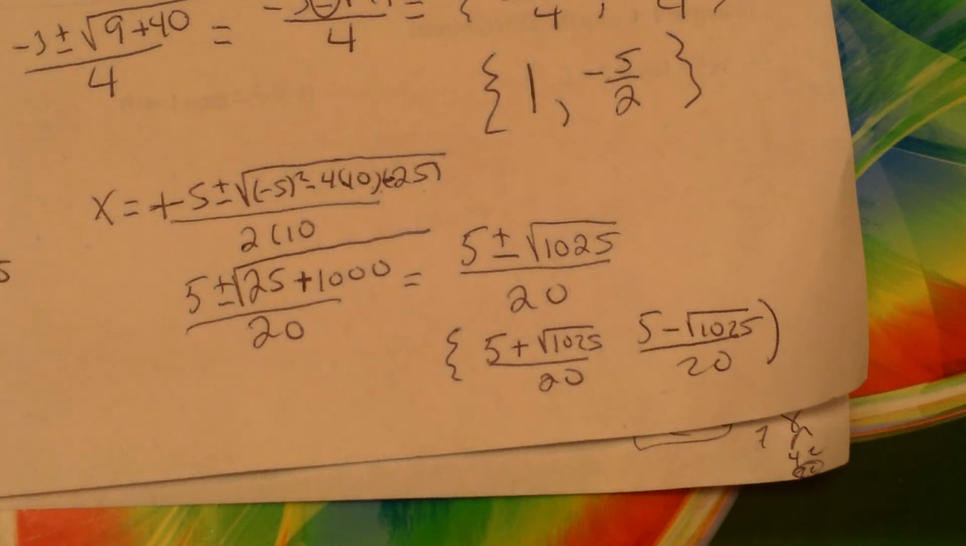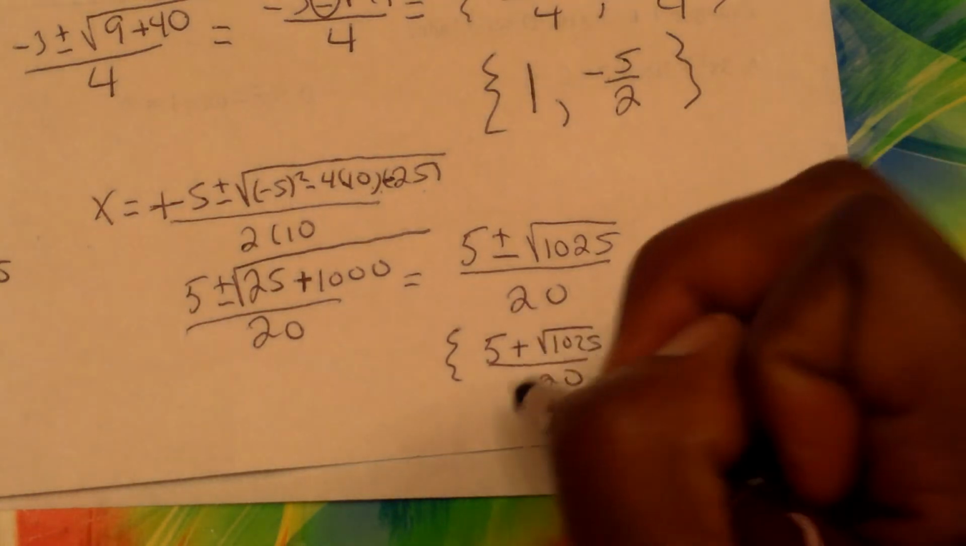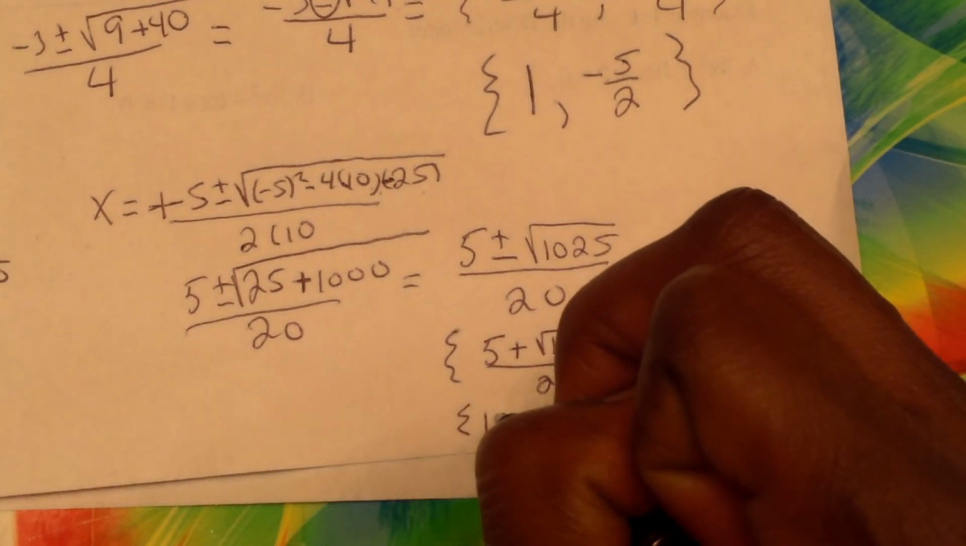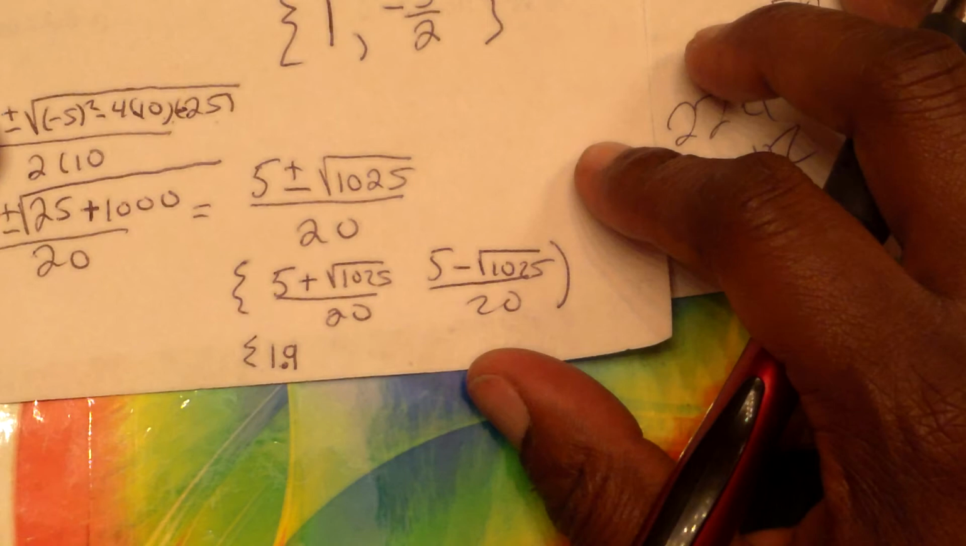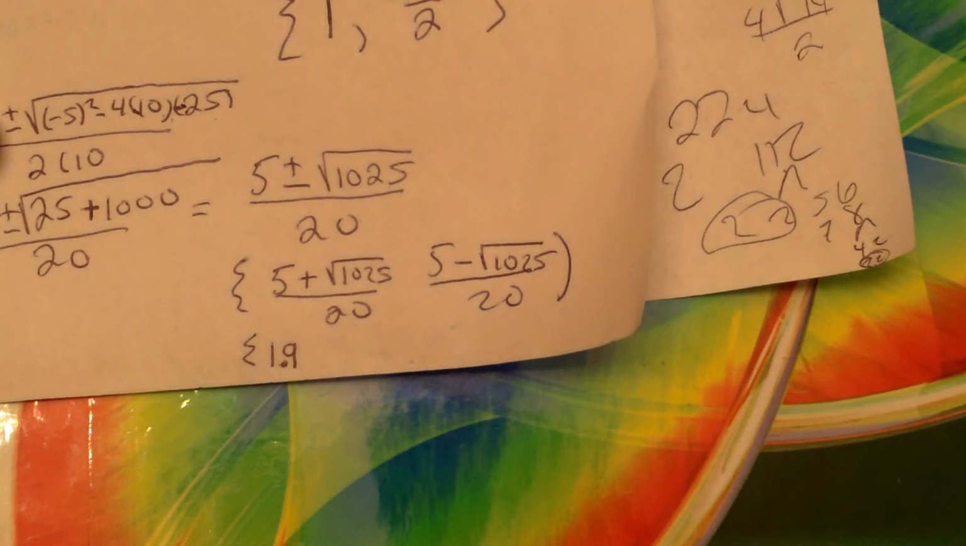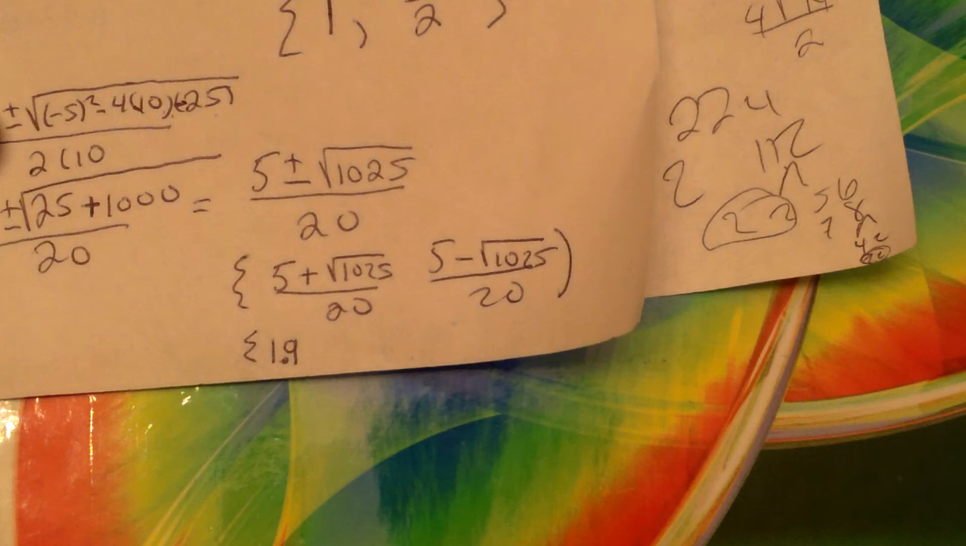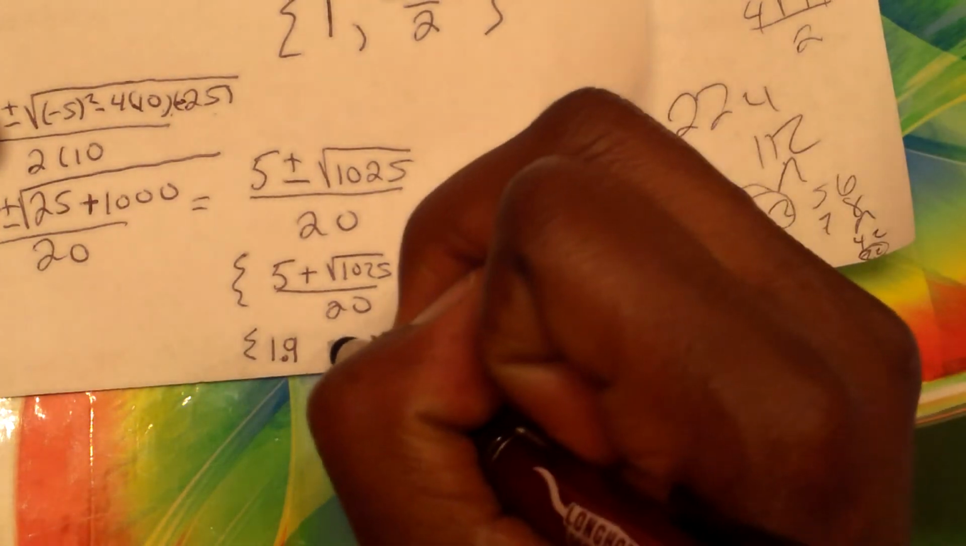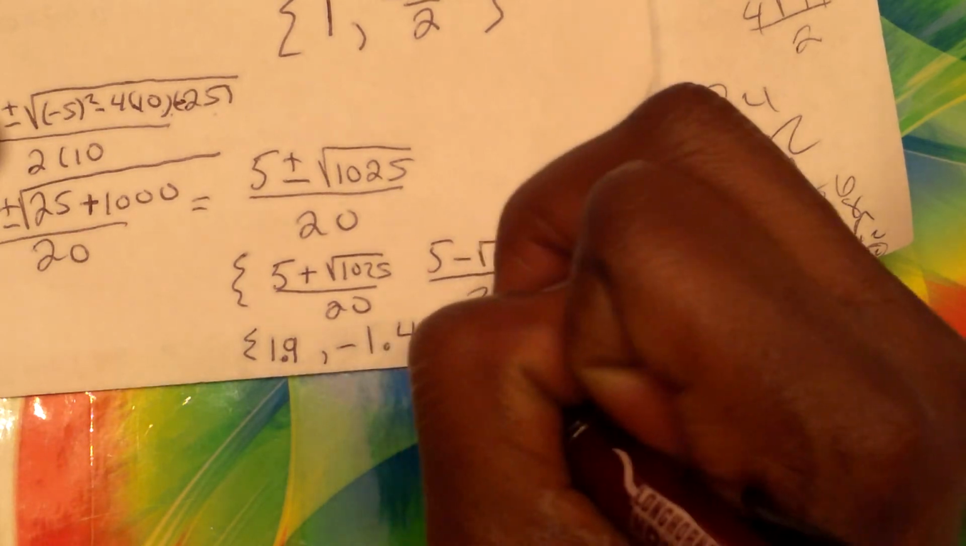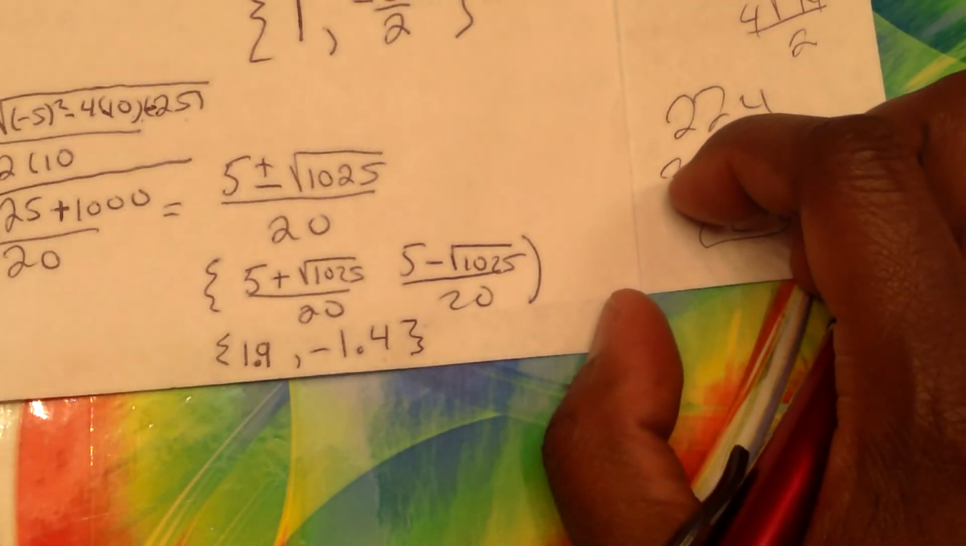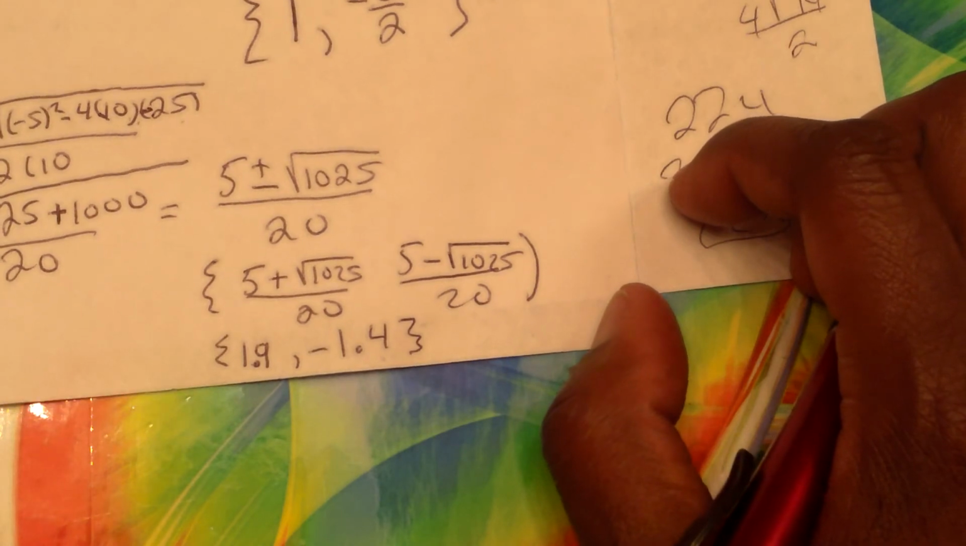Add that to 5, divide by 20, and so this approximate zero is like 1.9, because I got 1.85. Sorry. And then the other one, I can't even think straight tonight. What was it? 32.01? Yeah. So we're doing 5 minus 32.01 divided by 20. And so the other zero is at negative 1.4. If I got it wrong, sorry. Get the concept. I can't think straight.